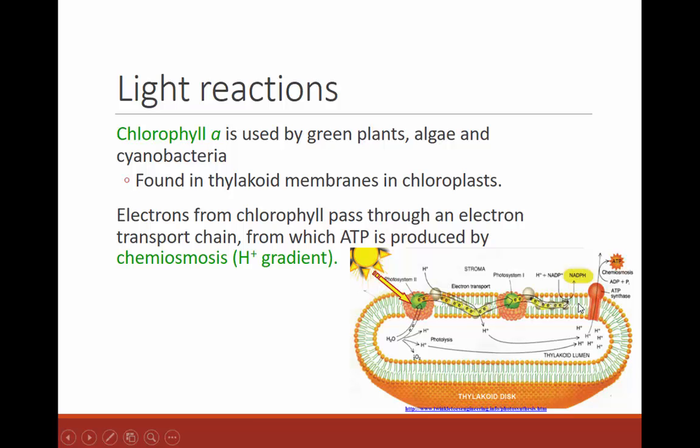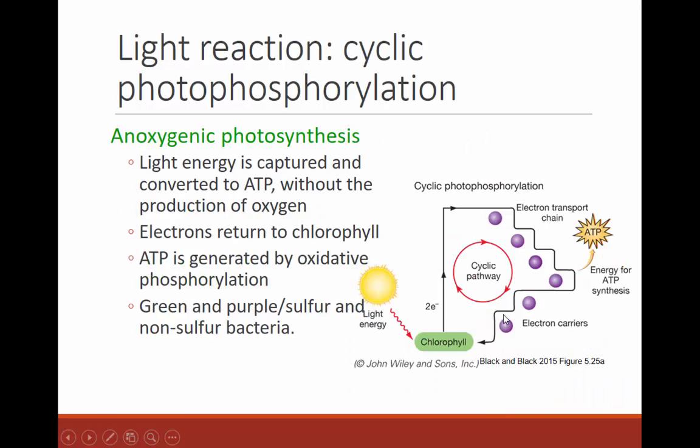Each of those flattened discs in the chloroplasts, and you should know that there's a photosystem 2 and a photosystem 1. We'll come back to that. And then we've got what's known as cyclic photophosphorylation. This is when the light energy is captured and converted to ATP without the production of oxygen. So it's anoxygenic, hence the name.